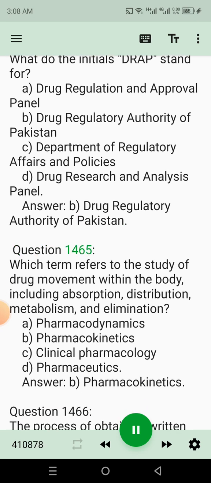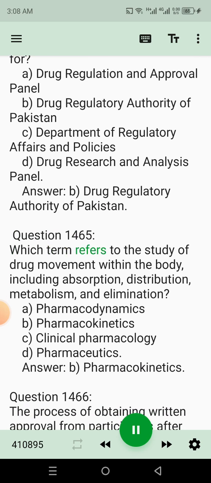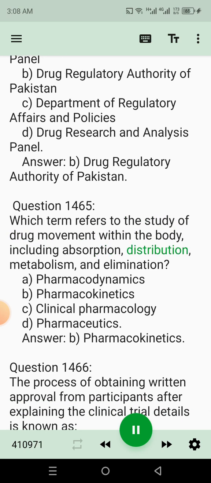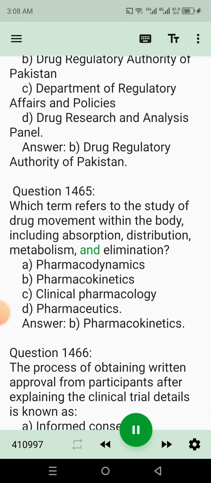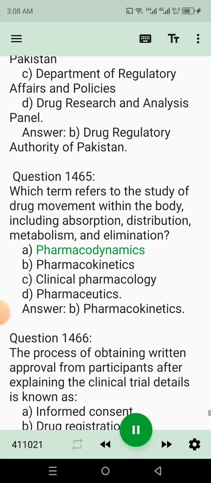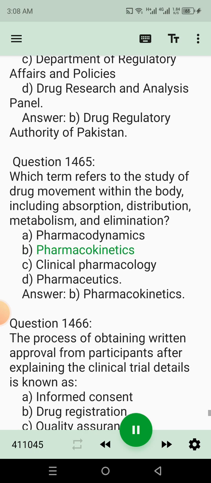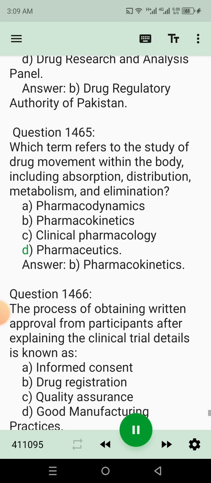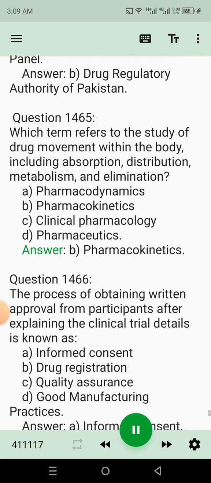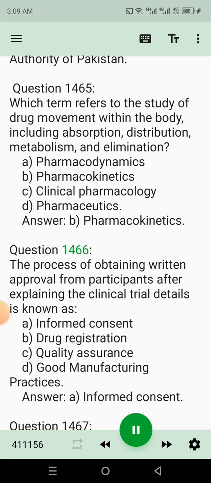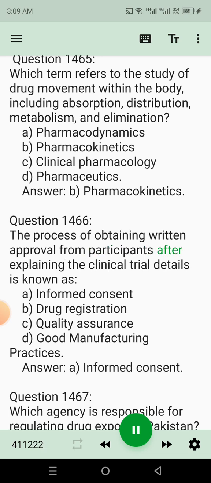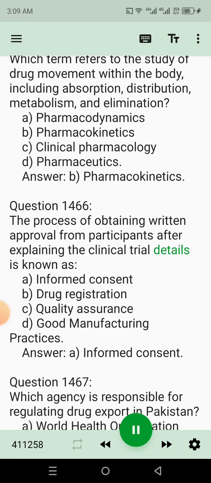Question 1465. Which term refers to the study of drug movement within the body, including absorption, distribution, metabolism, and elimination? A. Pharmacodynamics. B. Pharmacokinetics. C. Clinical pharmacology. D. Pharmaceutics. Answer. B. Pharmacokinetics.